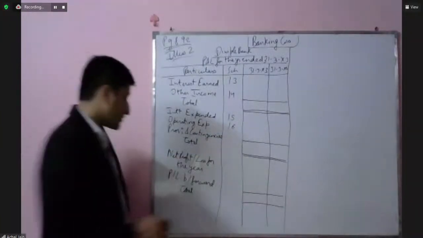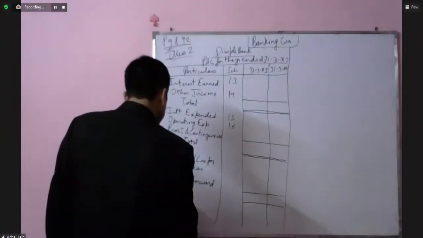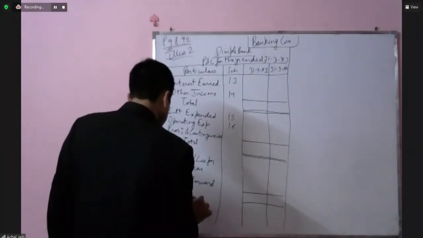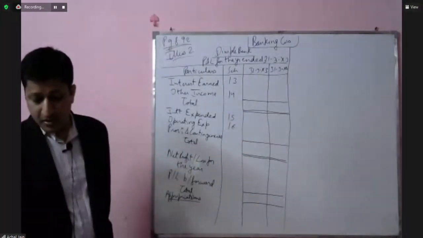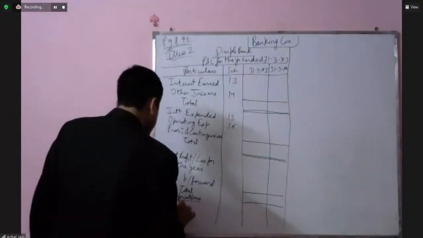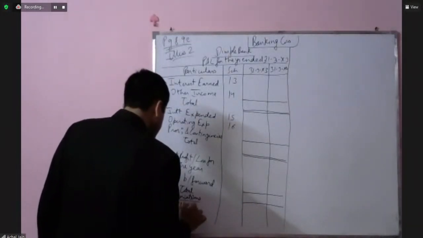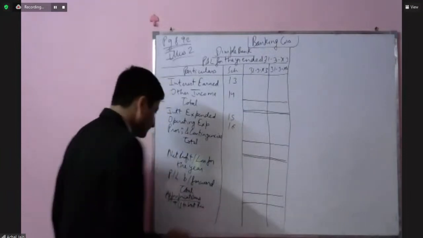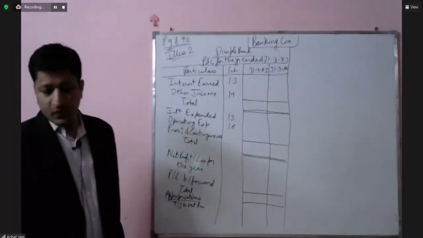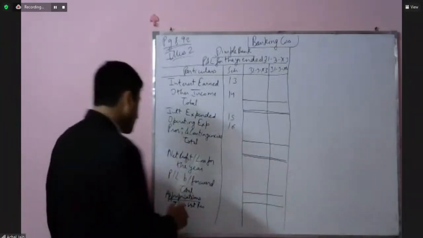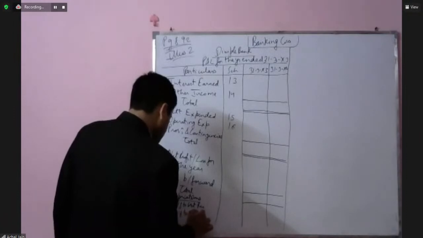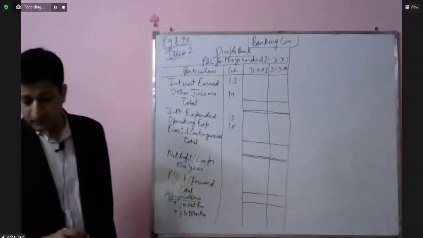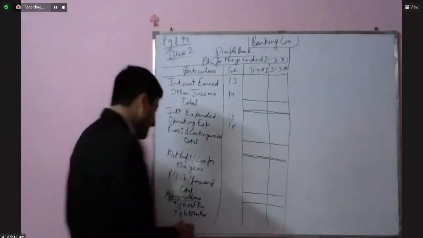Then we have appropriations. Let's understand the appropriations. Transfer to statutory reserve. Transfer to other reserve. Balance carried over to the balance sheet.